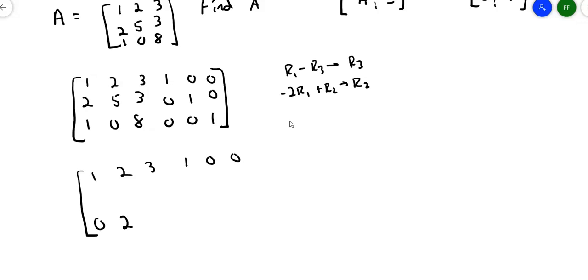3 minus 8 is negative 5. And now the other side has to be done too, right? 1 minus 0 is 1, 0, and then 0 minus 1 is negative 1. I realize I'm writing on a slant here.